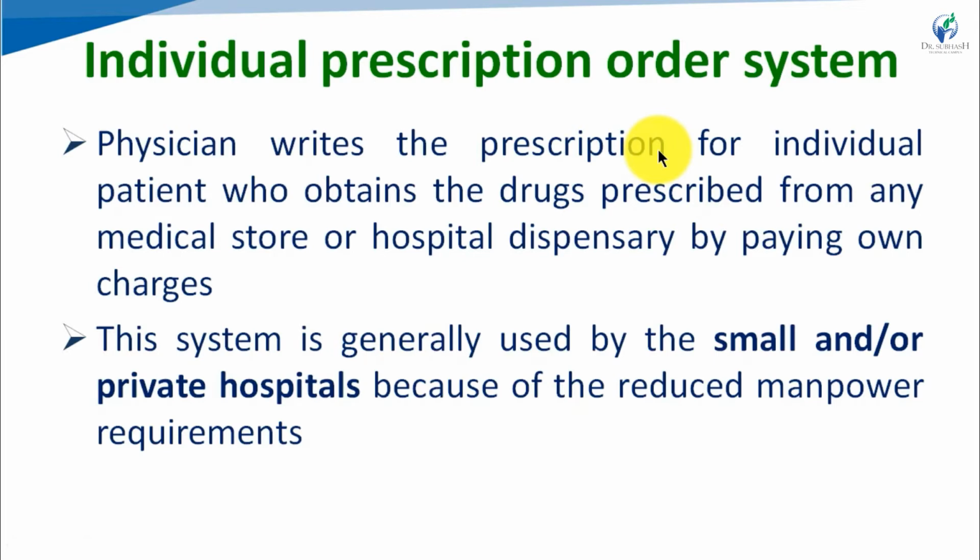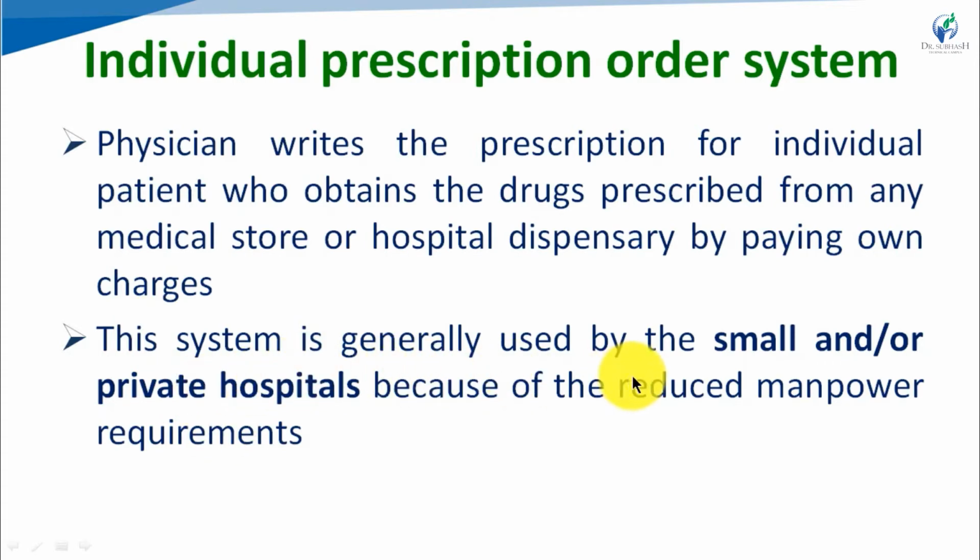Over here the physician will write the prescription for the individual patient, who obtains the drug prescribed from any medical store or hospital dispensary by paying own charges. मतलब यहाँ पे पेशेंट को डायरेक्टली एक प्रिस्क्रिप्शन मिलेगा, वो प्रिस्क्रिप्शन ही कैन सबमिट और ही कैन डायरेक्टली गो टू एनी मेडिकल स्टोर, डायरेक्टली ही कैन सबमिट टू द मेडिकल स्टोर. सो बाय दैट प्रिस्क्रिप्शन ही विल हैव देयर ओन ड्रग्स एंड यहाँ पे डायरेक्टली पेशेंट को चार्ज मतलब पेशेंट को पे करना होगा. पेशेंट ही विल पे फॉर देयर ओन ड्रग्स.